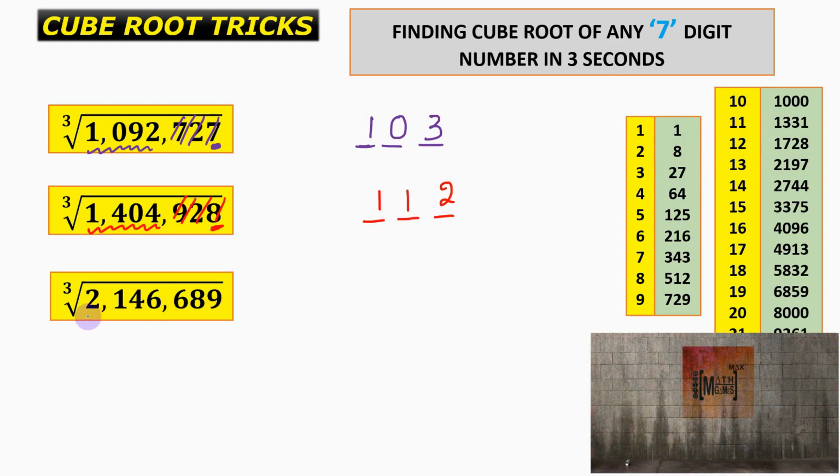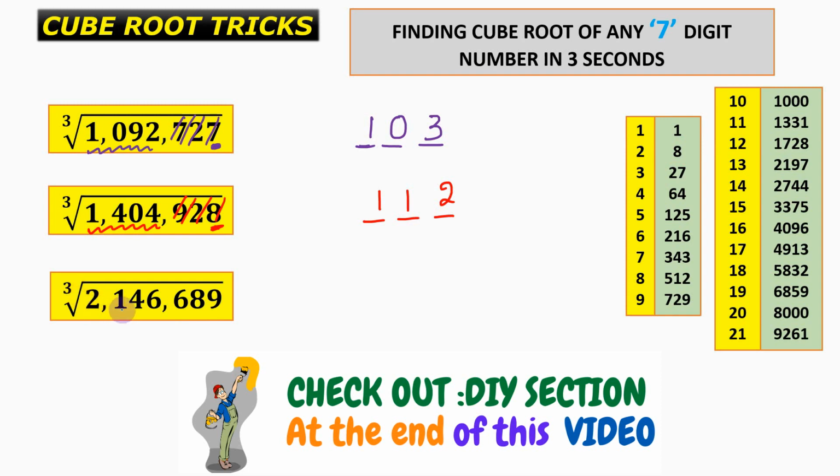Now for the third question we have the cube root of the number 2146689. Again go for the unit place first. The unit place 9 implies that the unit place of the cube root will be 9. So we put a 9 over here, and we discard these 3 digits. We are left with 2146, and 2146 lies between the cube of 12 and the cube of 13. So we pick the smaller number, that is 12, and hence our answer will be 129.